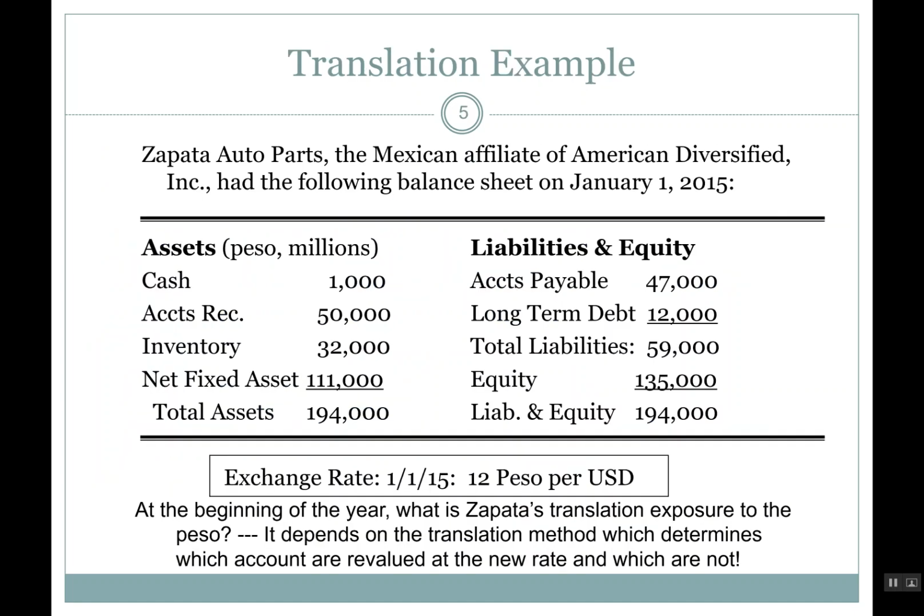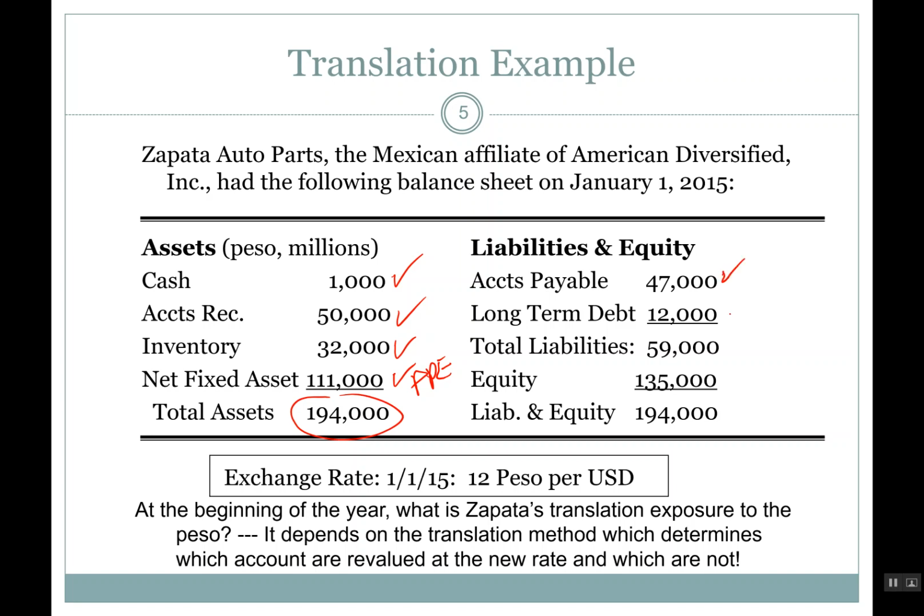So here's an example. This is Zapata Auto Parts. Say this is a Mexican affiliate of an American, US-based multinational. And here is their Mexican peso balance sheet, the sub of the American firm. They have cash of 1,000 pesos, forget about the millions. Receivables of 50,000 pesos. They've got auto parts inventory of 32,000 pesos. They have net fixed assets, we'll call that property, plant, and equipment, of 111,000 pesos. So they have total assets of 194,000 pesos.